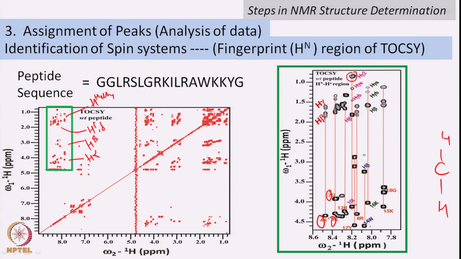But other than that, if you zoom into this region, it is the correlation of NH and NH. In each amino acid at least one NH is there, and this population here shows that NH and NH are connected.